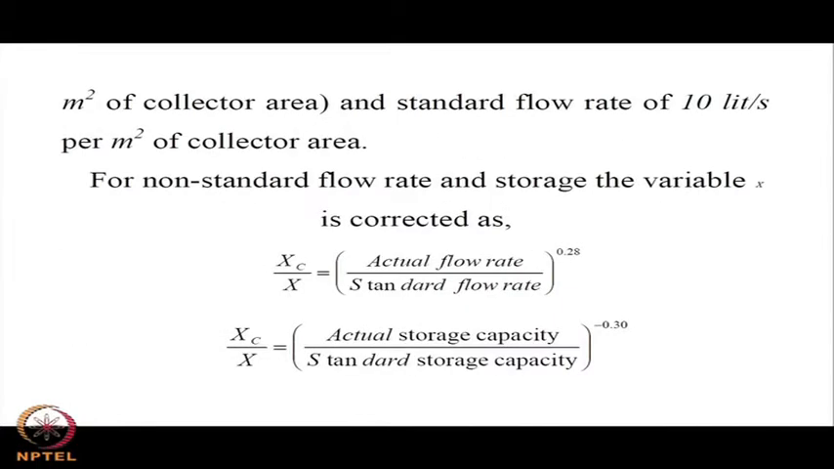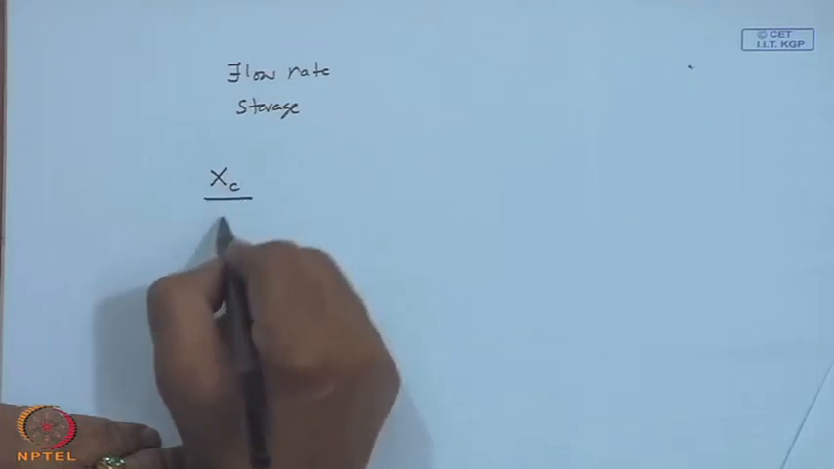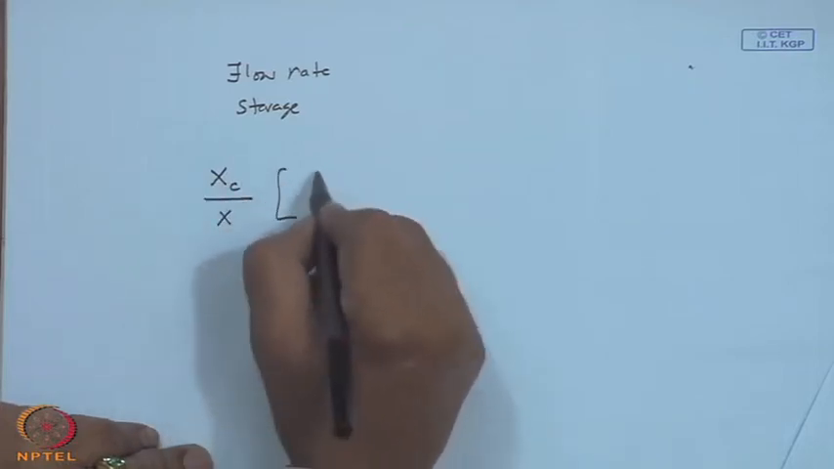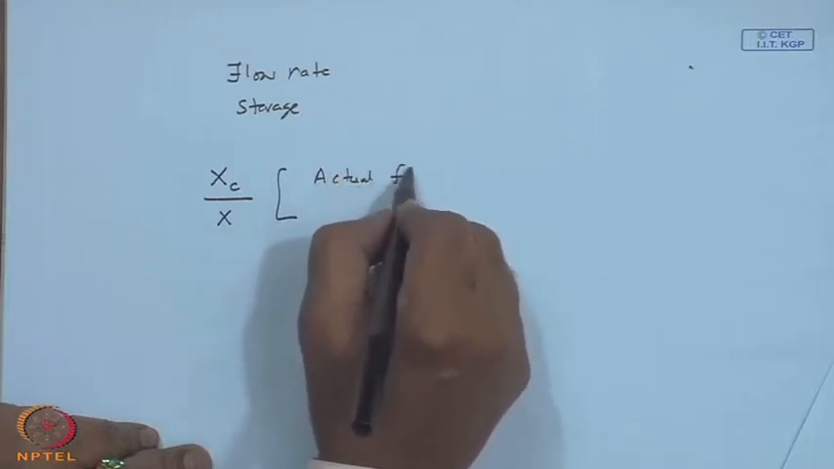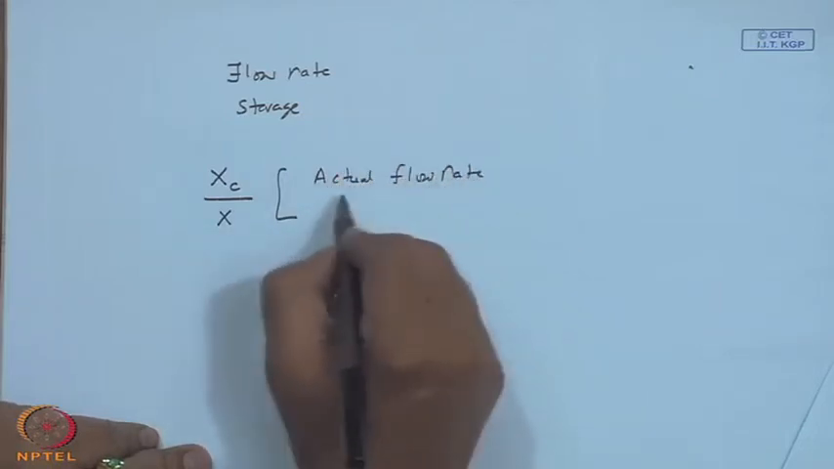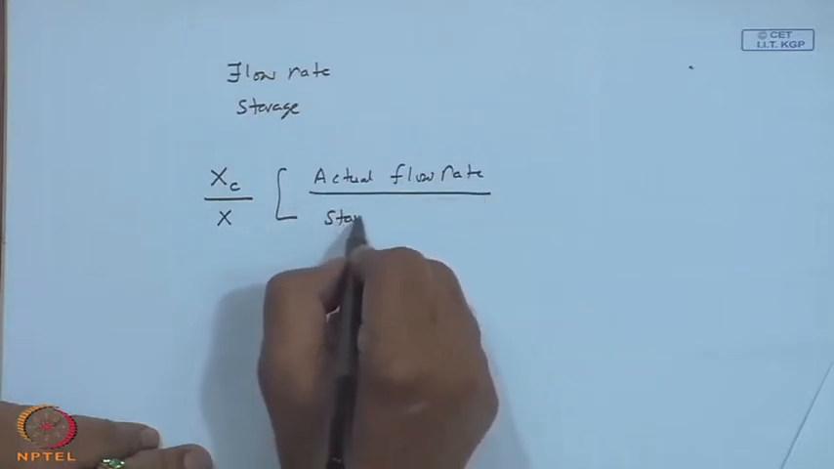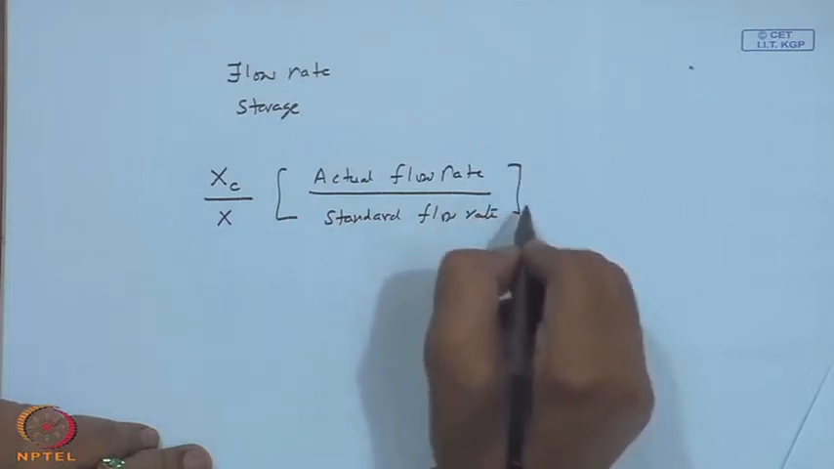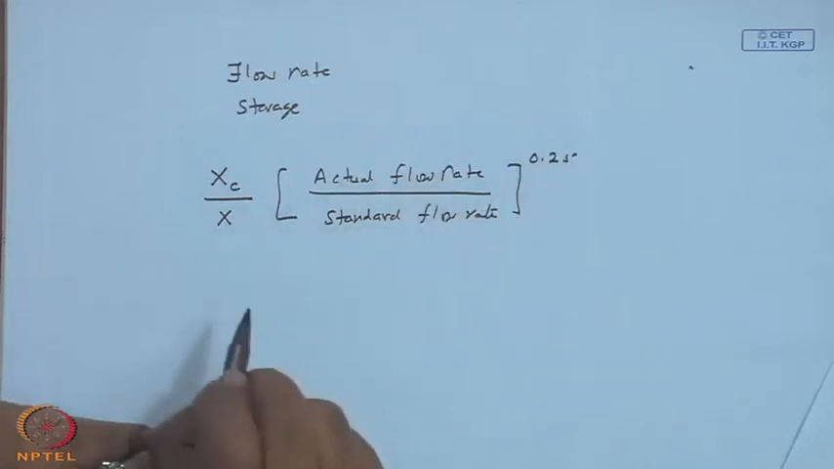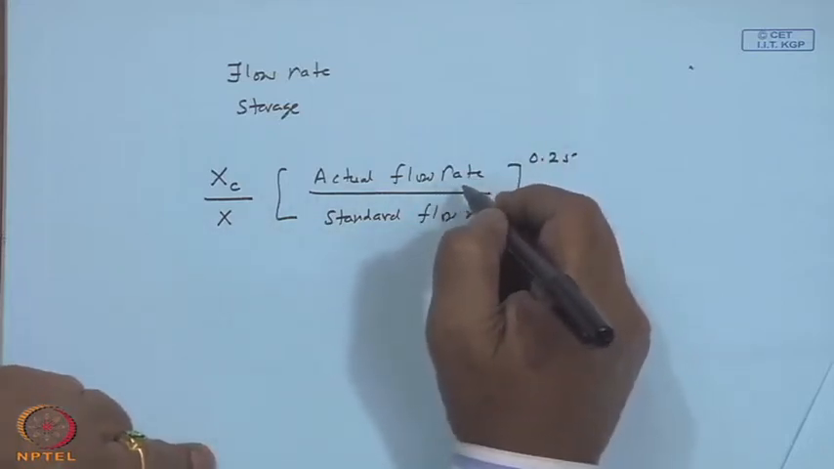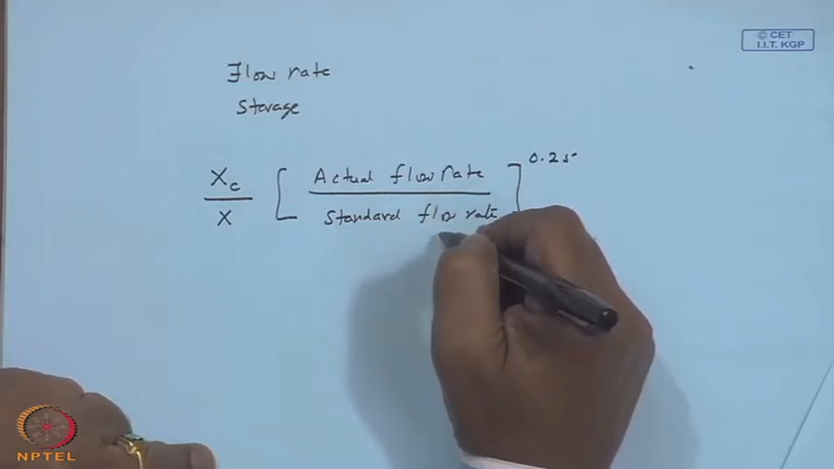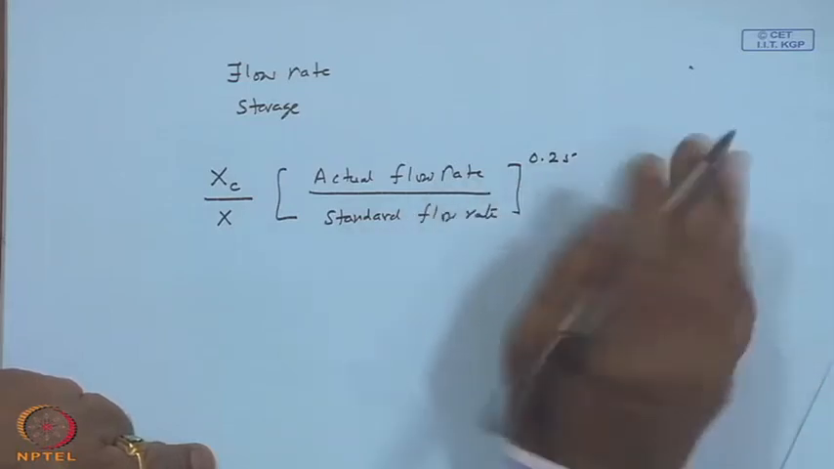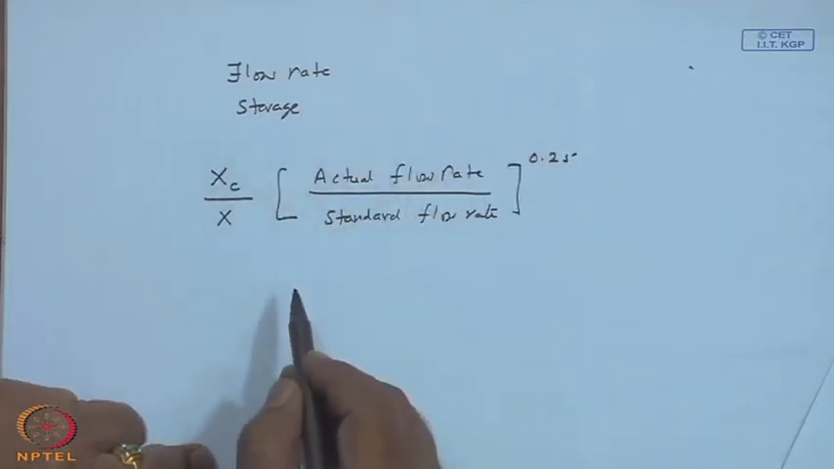So, instead of another correlation for each flow rate, each storage, what they have done is, when the flow is non-standard, correct the variable as Xc equals X times the actual flow rate divided by the standard flow rate to the power 0.28. If the actual flow rate is, let us say, 15 and the standard flow rate is 10, this is 1.5. 1.5 to the power 0.25 is more than 1. So, I will have an Xc more than 1.